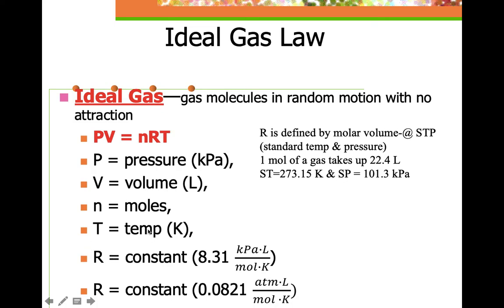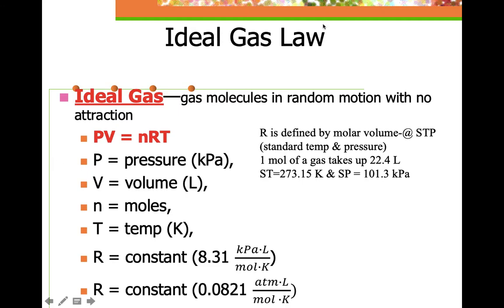Now, when you do the ideal gas law, you need to pay extra close attention to what units you're using because that determines which R value, or which constant, you're going to use. And then your other units should match that R value. So what's R? R is just a number that we're always going to use. It's defined by the molar volume of a gas at STP, standard temperature and pressure. And if you remember back, we were talking about 1 mole of a gas at standard temperature and pressure equals 22.4 liters.